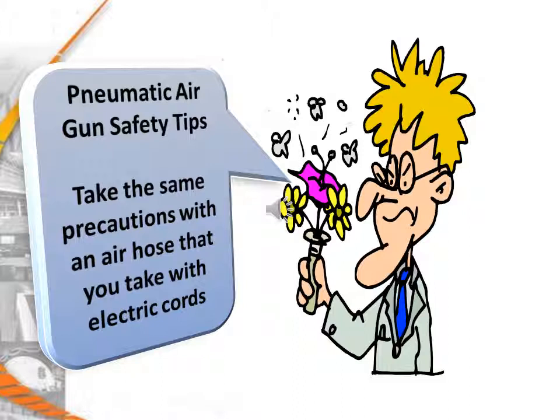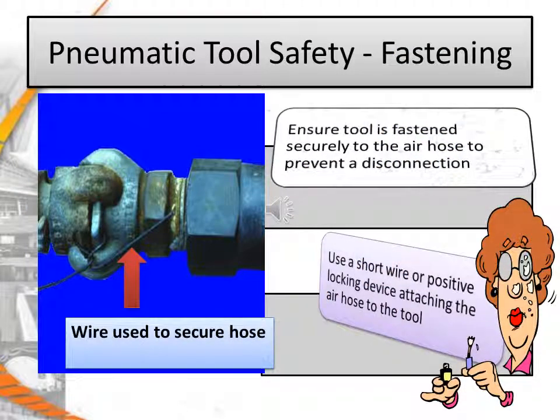Pneumatic air gun safety. Take the same precautions with an air hose that you take with electric cords. Pneumatic tool safety fastening. Ensure the tool is fastened securely to the air hose to prevent a disconnection. Use a short wire or positive locking device to attach the air hose to the tool.